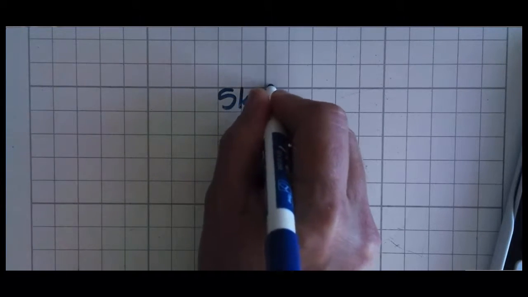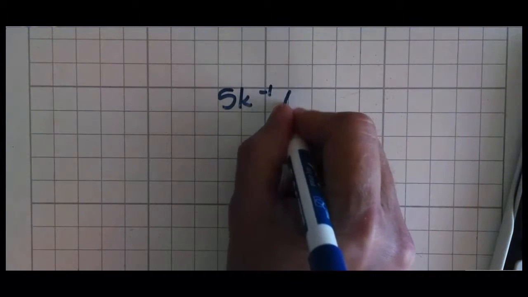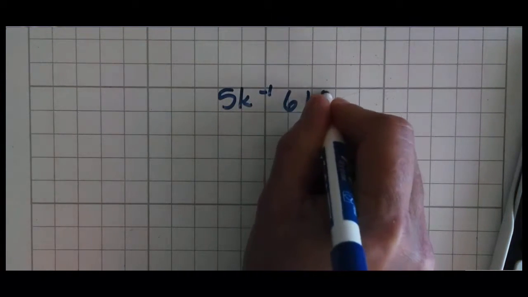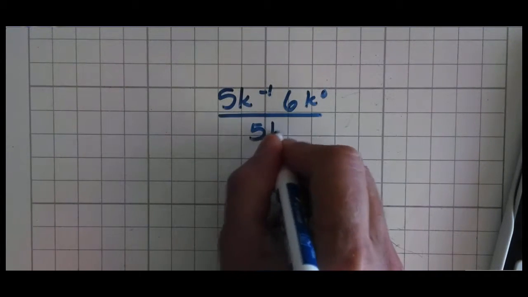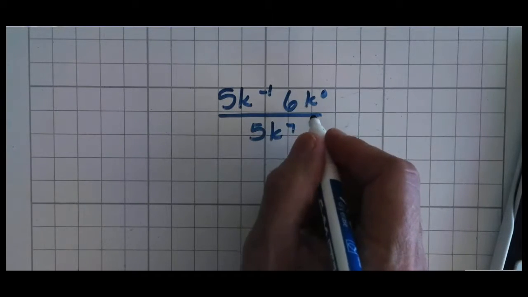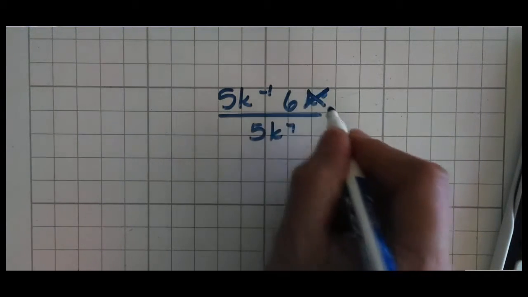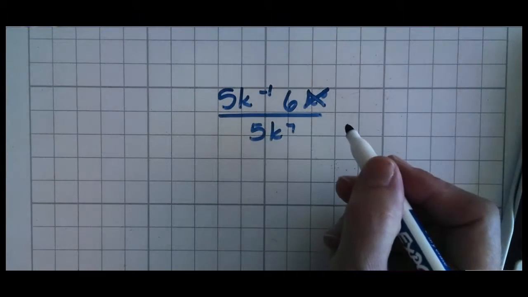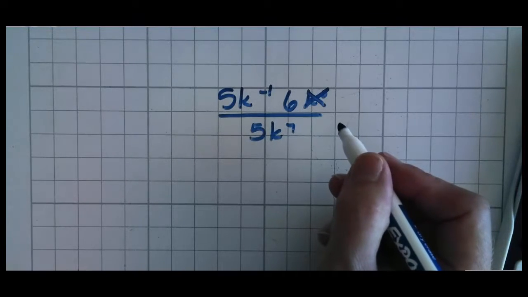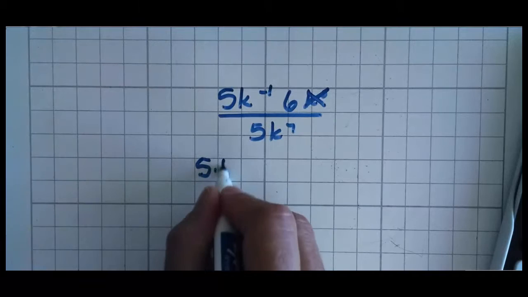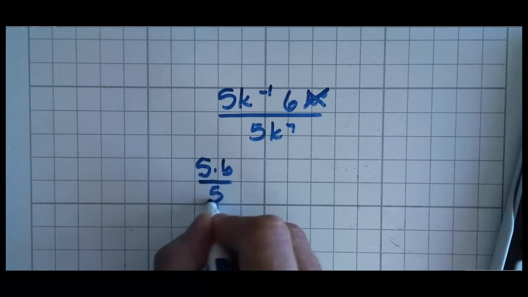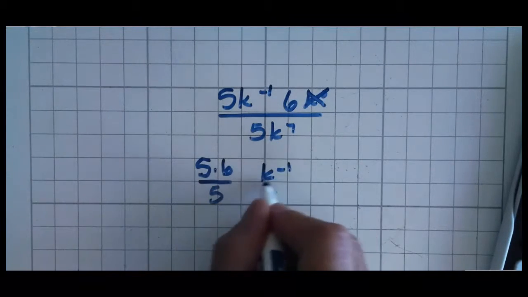5k to the negative 1, 6k to the 0. All of that's over 5k to the 7th power. First thing to do is get rid of anything to the 0 power, because that's times 1. That's times 1. Next, let's put all of our numbers together and all of our variables together.